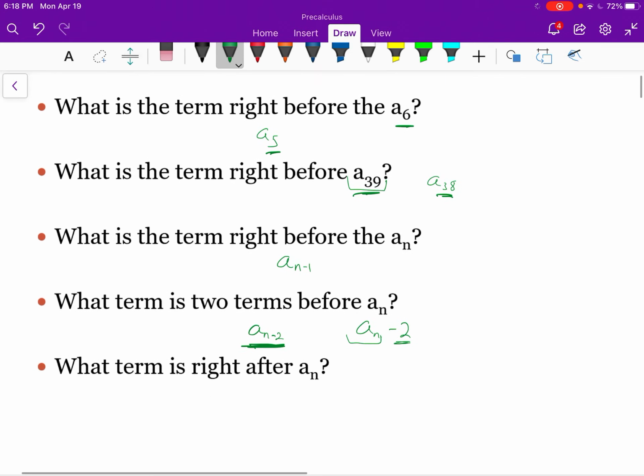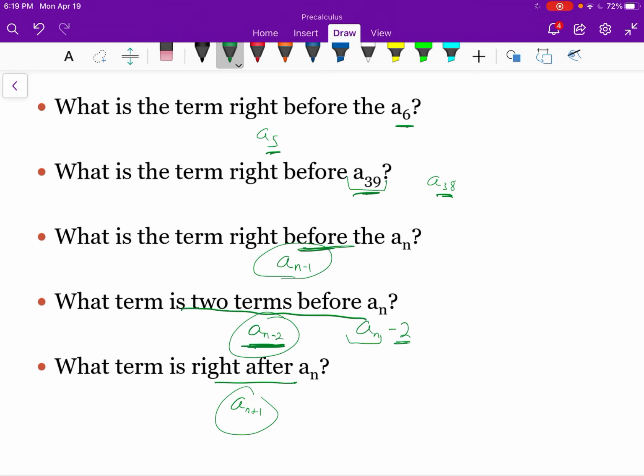And what about the term right after a sub n? We want to go to the next one. Well, that's a sub n plus 1. That'll get us to the next term because we go up by 1. We're in the natural numbers. So these three are good to understand, that you're 1 before, 2 terms before, and a term right after.